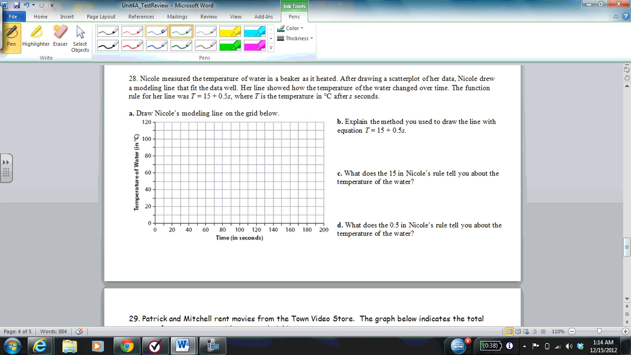So we've got a function rule in slope-intercept form. So this is our y-intercept. And this is our slope. So I'm going to make a note of that over here. Y-intercept is 15.